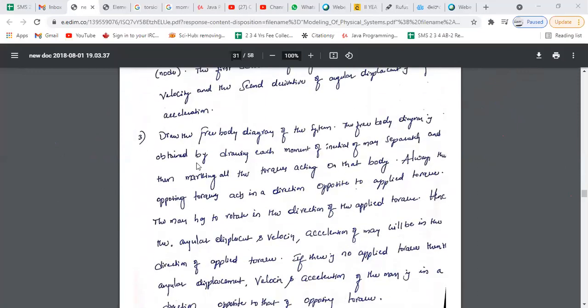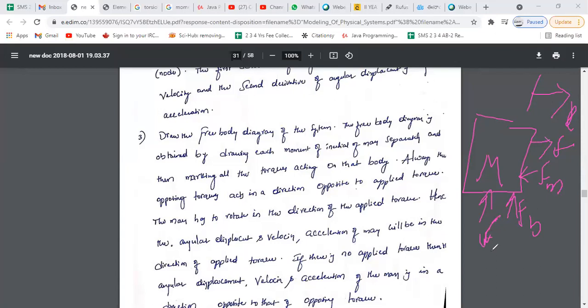The third point: draw the free body diagram, similar to the translational system. Draw the free body diagram like this. Mass M, the applying force, and the displacement in the direction of force. This is the applying force and some opposing forces due to Fm, Fb, Fk, like this. If there are more, then FB1, FB2, FK1, FK2, like this.